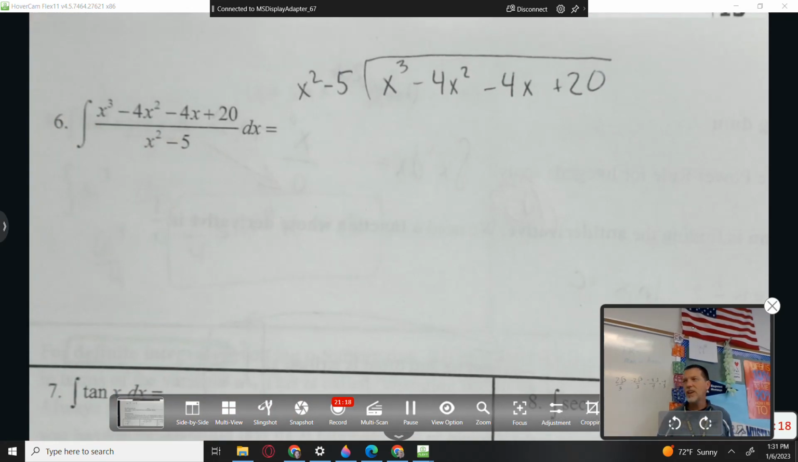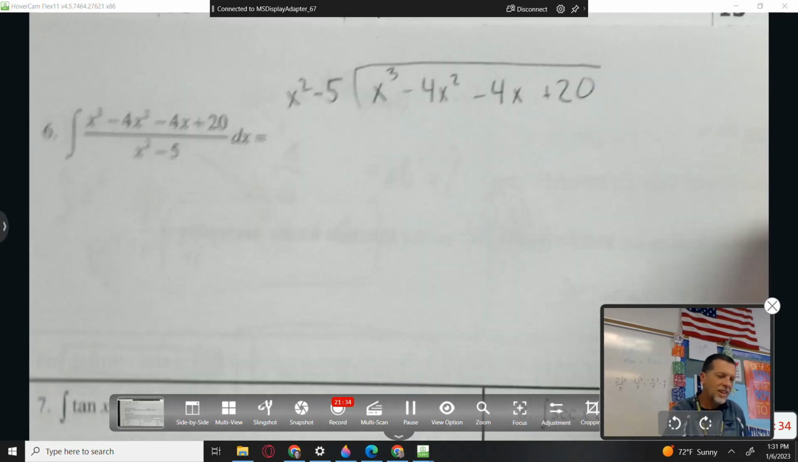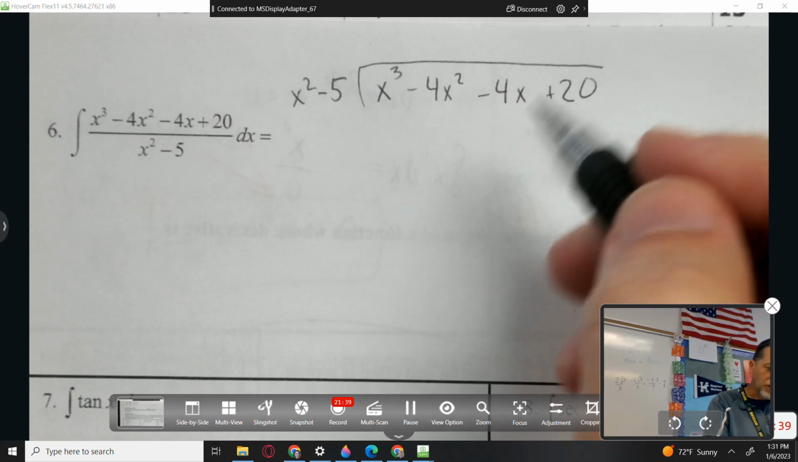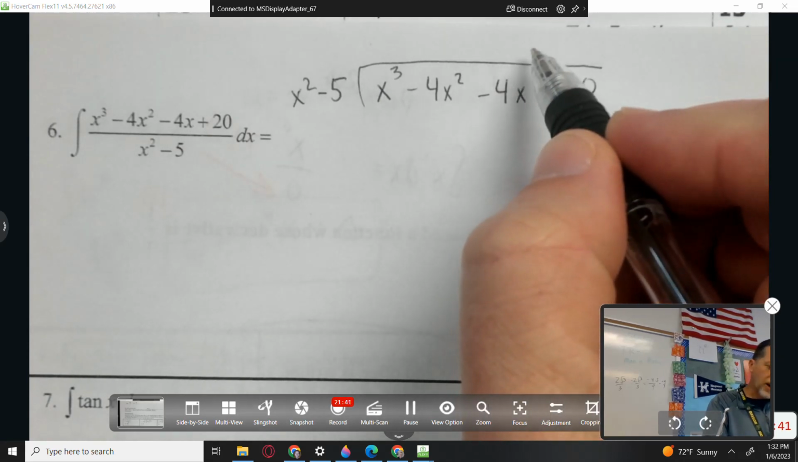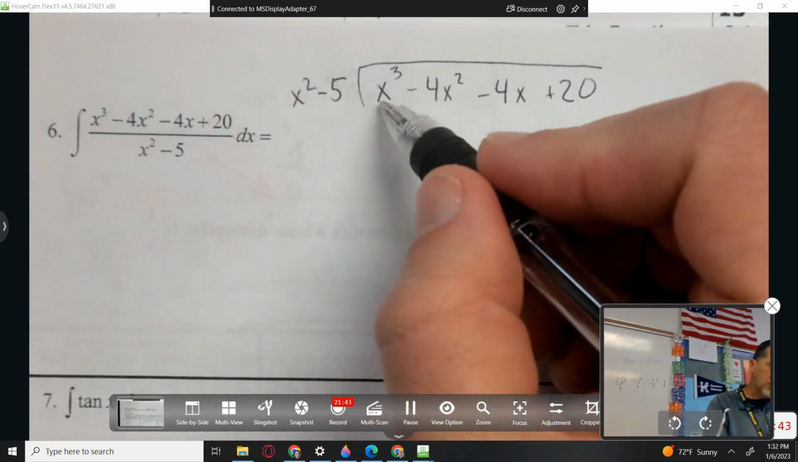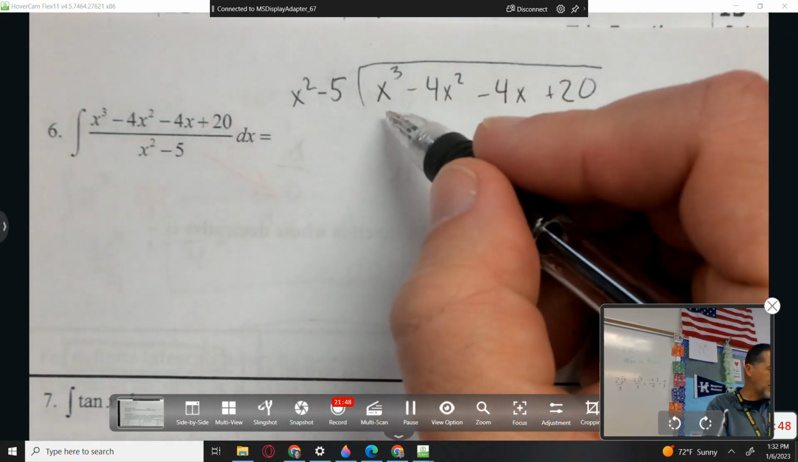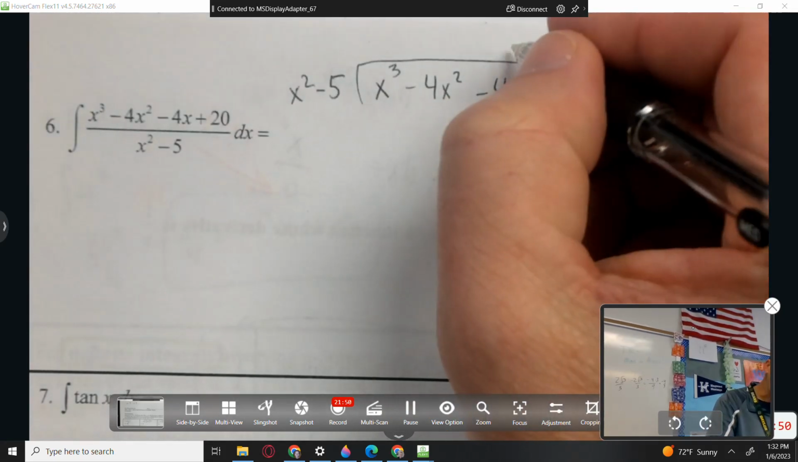So set it up just like 4th grade. The number in the house is the dividend, and the one outside is the divisor. Not that you ever need to use those words again. Our answer will be the quotient. We don't need those words though. So just like 4th grade, something times x squared gets me x cubed. I think that something would be x.